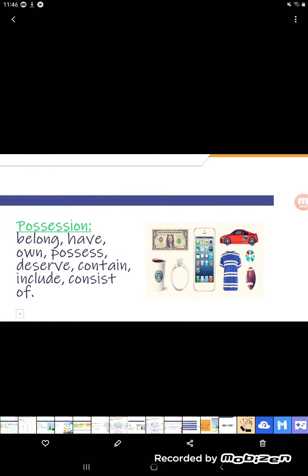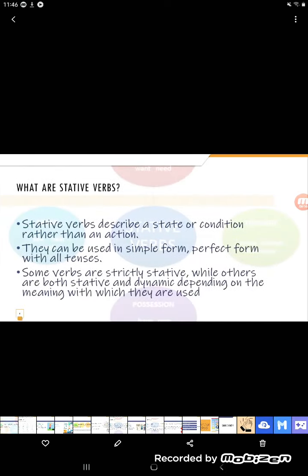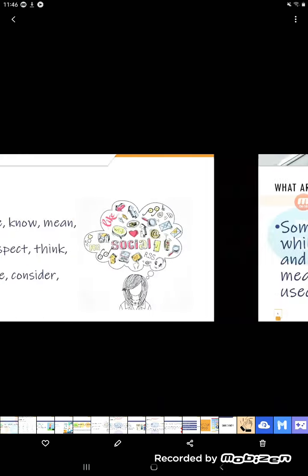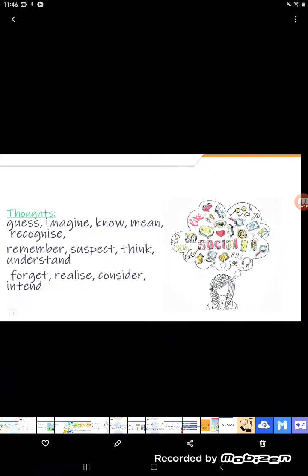And possession. Words of possession are also stative only. For example, belong, have, own, possess, deserve, contain, include, consist of, etc. So let's look at some more examples.